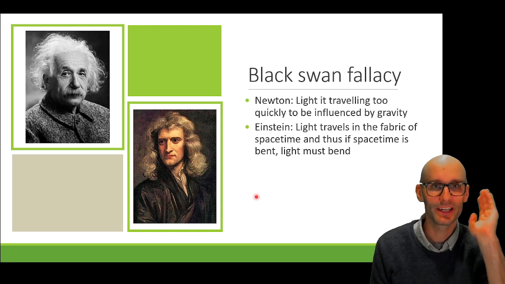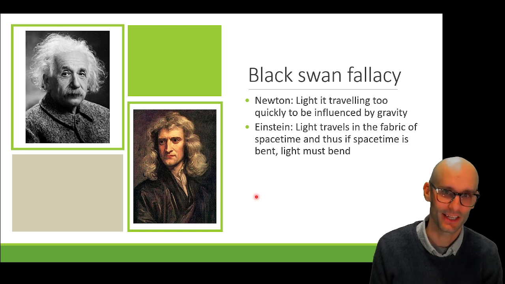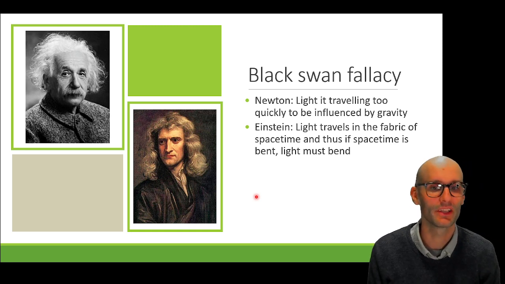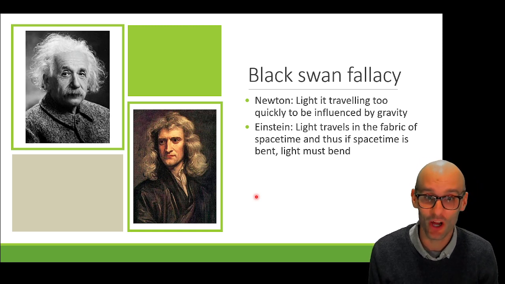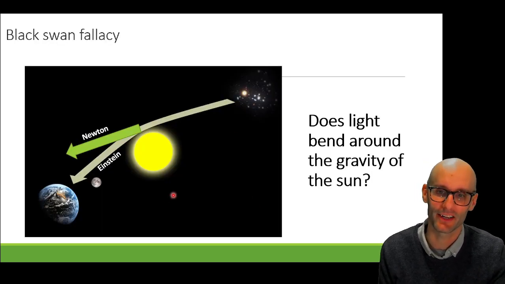And so light should really just zip by in a straight line past heavy objects. Whereas Einstein said light travels in the fabric of space-time, and if space-time is bent, then light must bend too. And so essentially they came up with this theory.